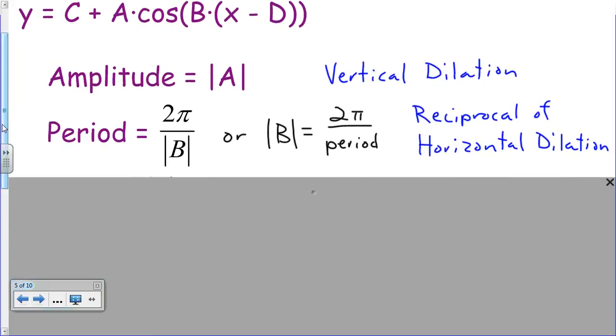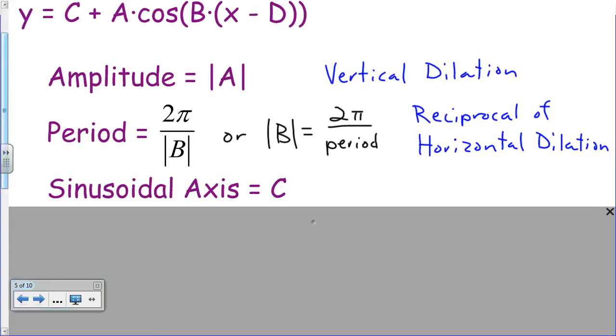All right, the next one is the value of C, and C is what we call the sinusoidal axis of this sinusoid. Another way to describe that is a vertical translation. You'll notice that you're adding that value of C to your cosine function, so it's actually the vertical shift up or down of this function. But we call it our sinusoidal axis.